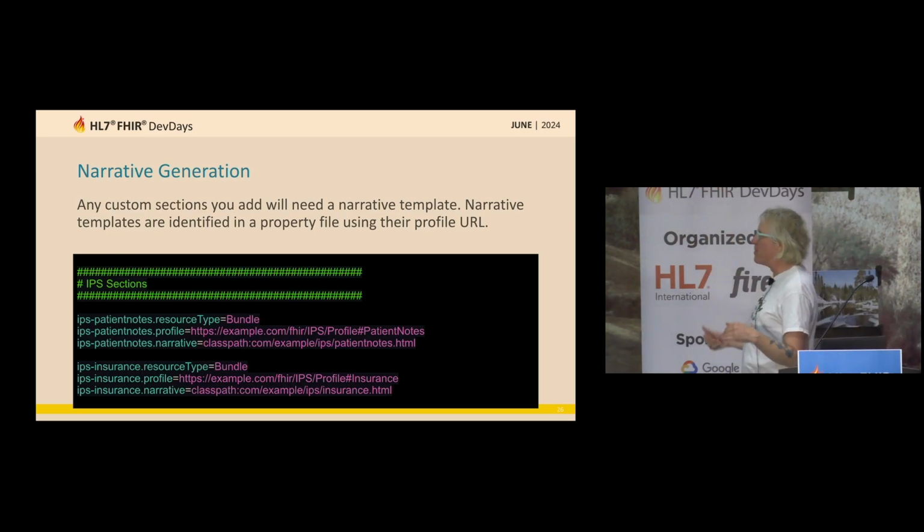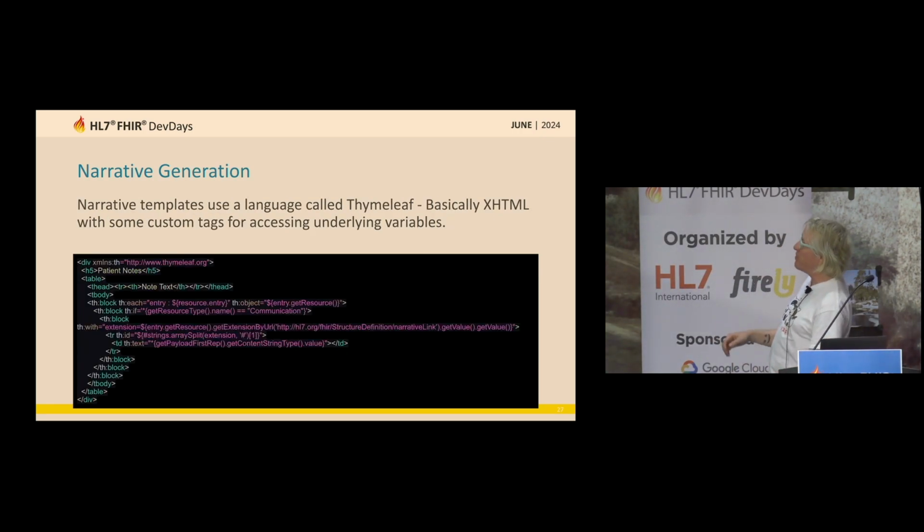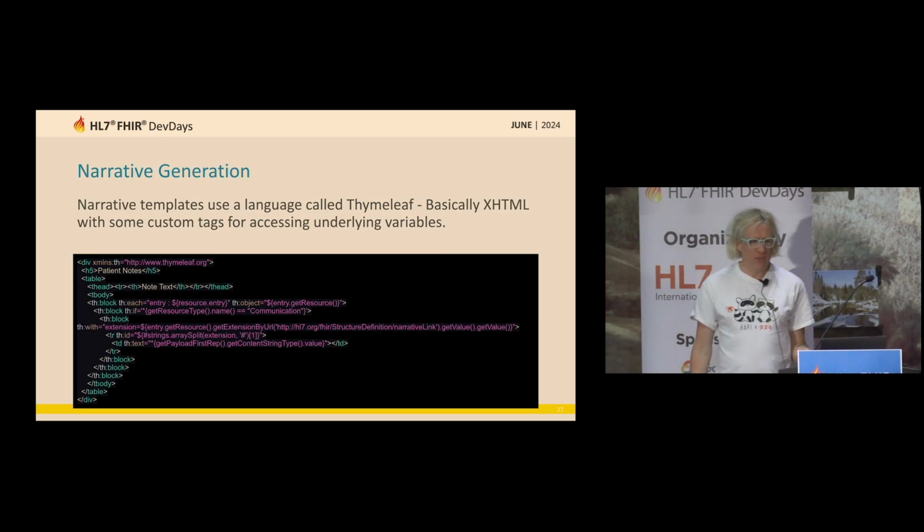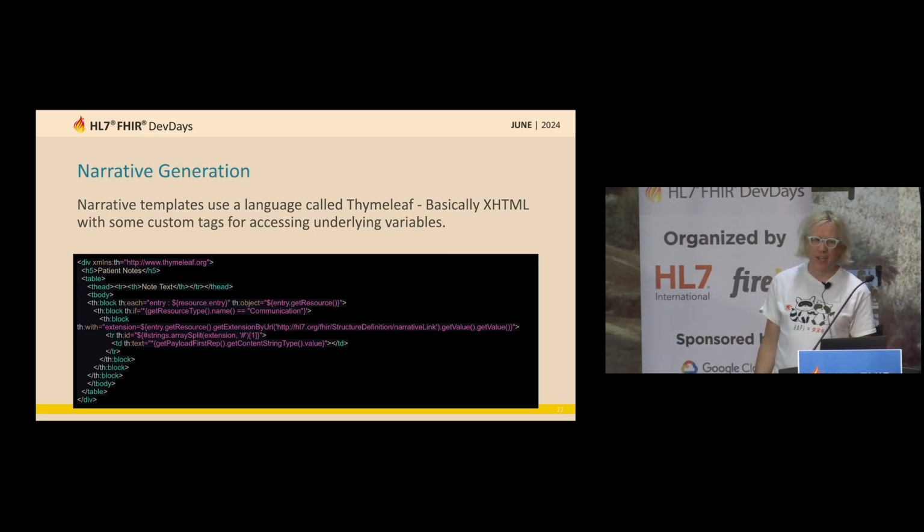What you need to do ultimately, as a part of creating this, is to create a properties file that is the map between your sections and their profiles and the narrative template files that go in there. And then those pointers are to Thymeleaf templates. And I'm sure that's not readable at the back. You can trust me, it's actually not all that readable at the front either, just because it is kind of a clunky format. But this is the way that we define our narrative templates.